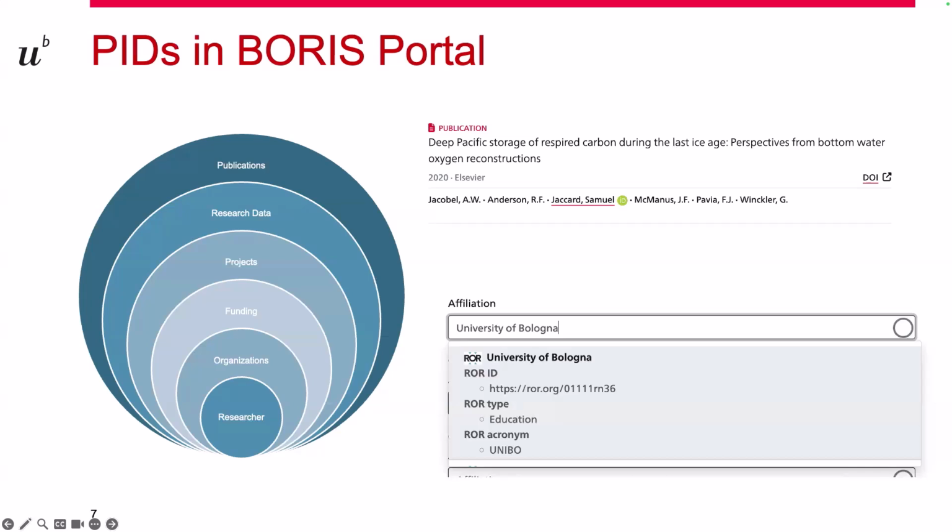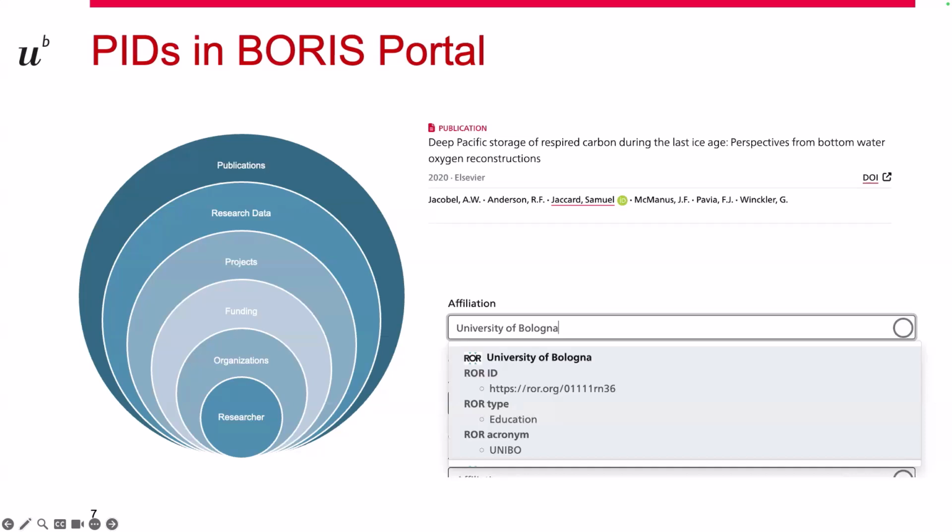Now, looking ahead, the goal is to enable more automatic exchange of metadata between the systems. For example, having the data flow in and out, so import and export out of BORIS Portal via those PIDs without much manual effort. At the moment, there are a lot of submission forms and a lot of metadata that you have to manually type in, and we are working on improving these import and export mechanisms.